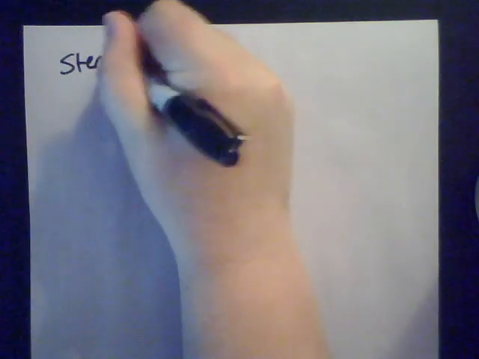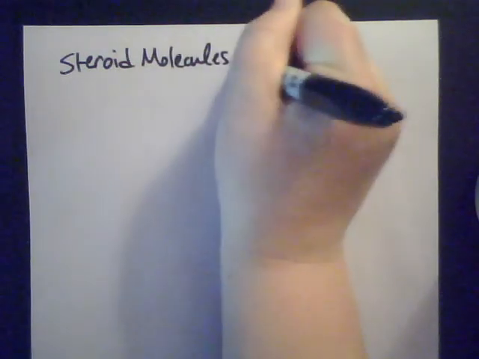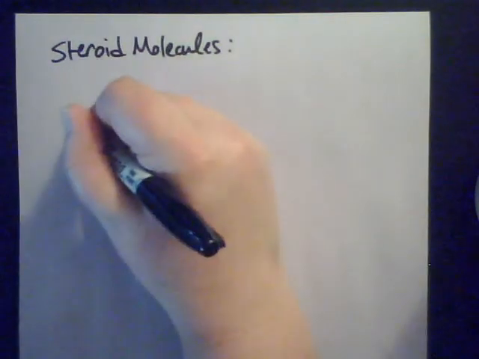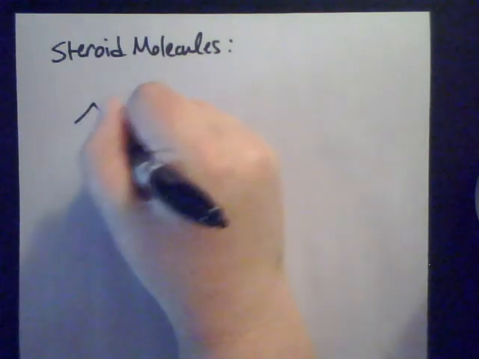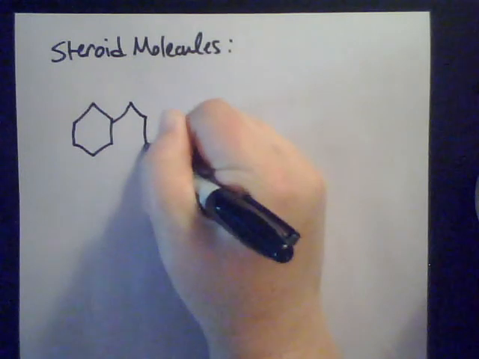Okay, so the other type of lipid molecule are these steroids. So we've talked about fats, now I want to talk about steroid molecules. So steroid molecules are made up of a fairly distinct feature, and it's 4 fused ring structures that make up the backbone. So all steroids have in common this 4 fused ring structure.